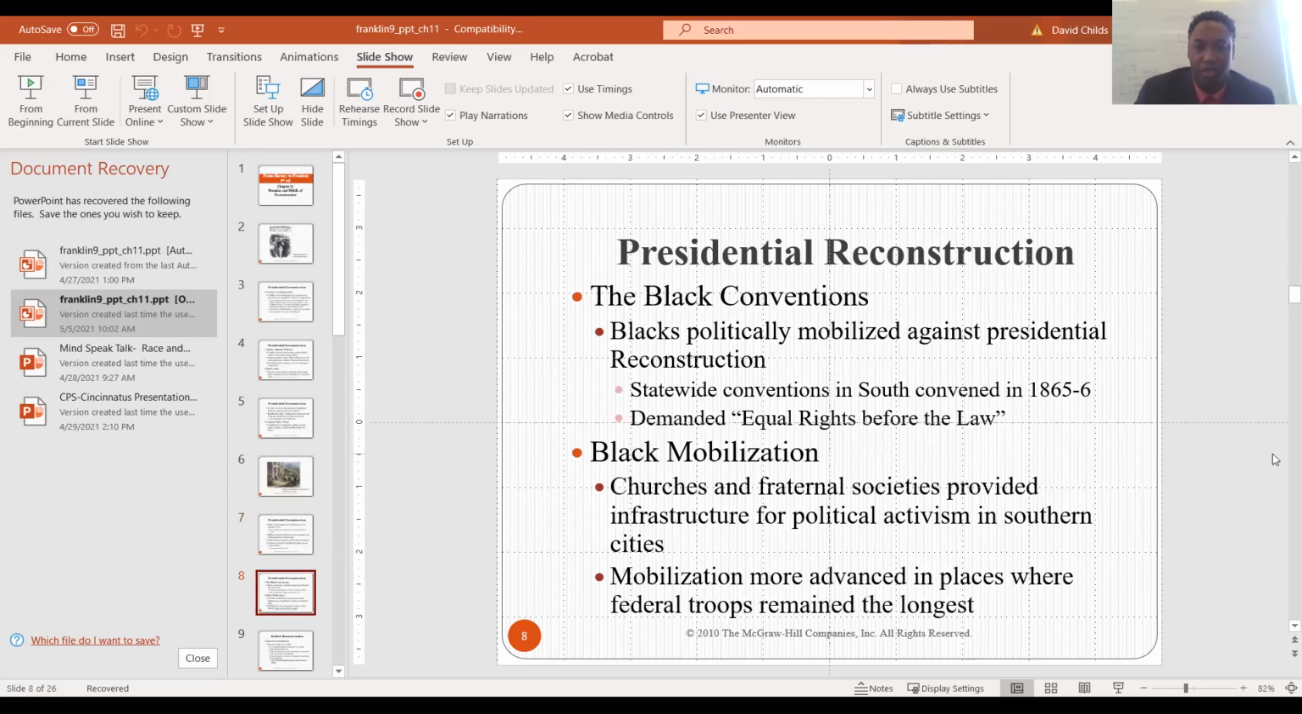So let me move on here. Under Reconstruction, the Black conventions. So if you want a page number for this, I need to write down. Page 240. I can send you this PowerPoint.